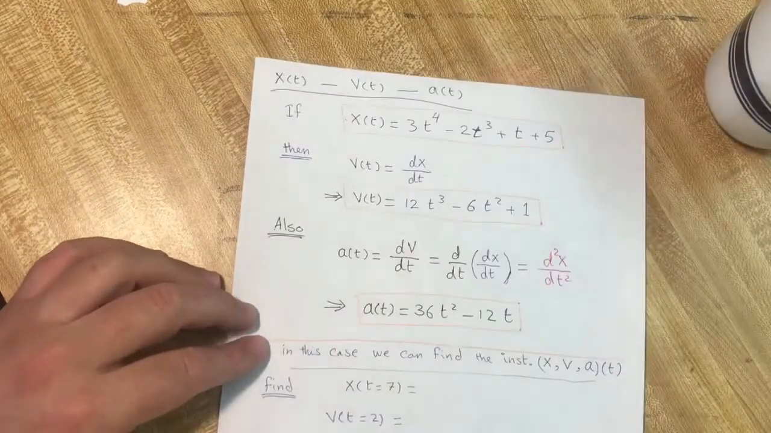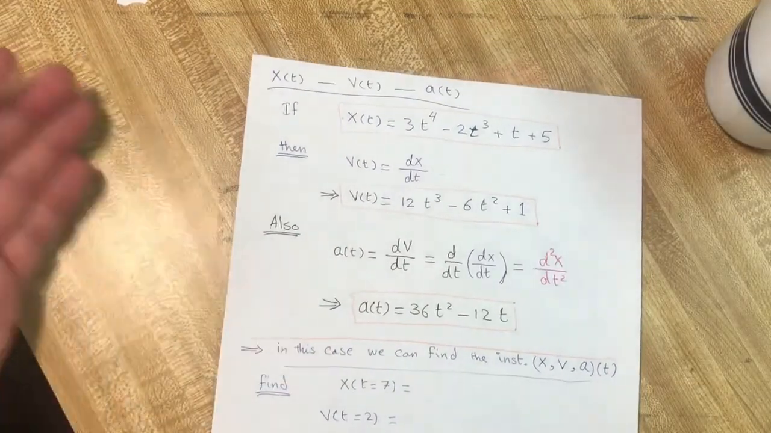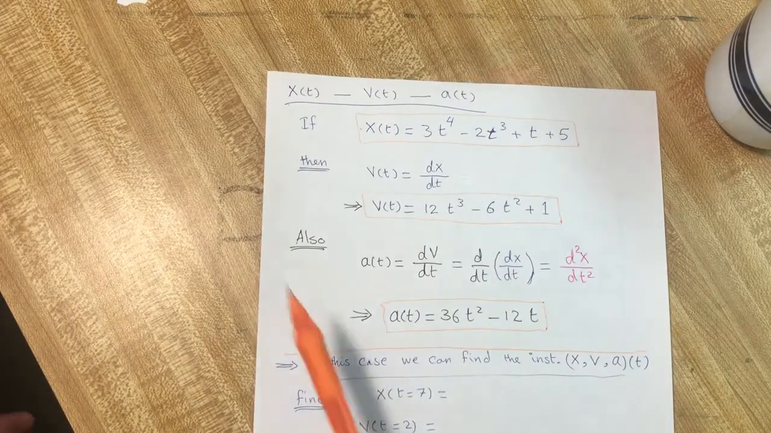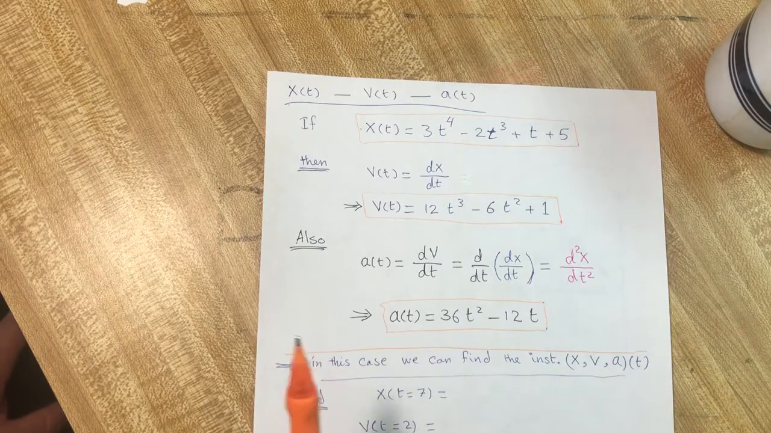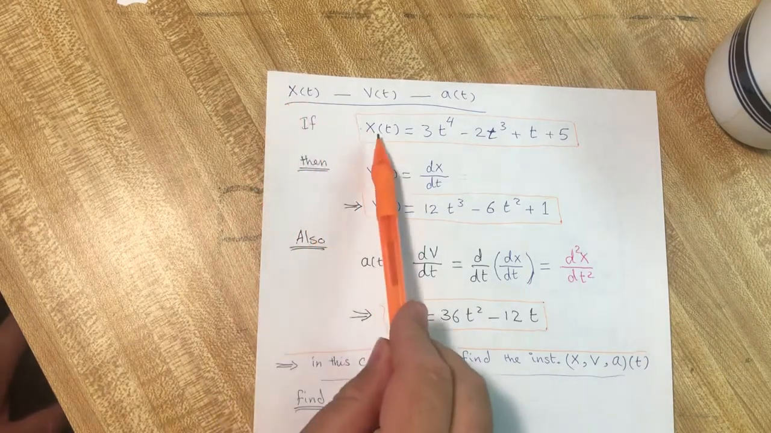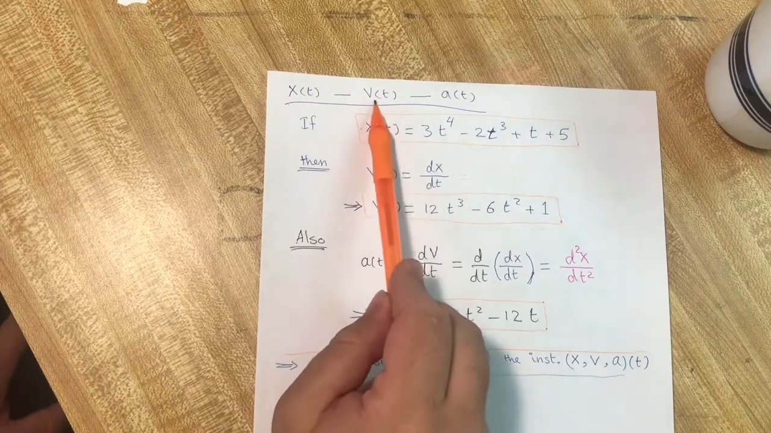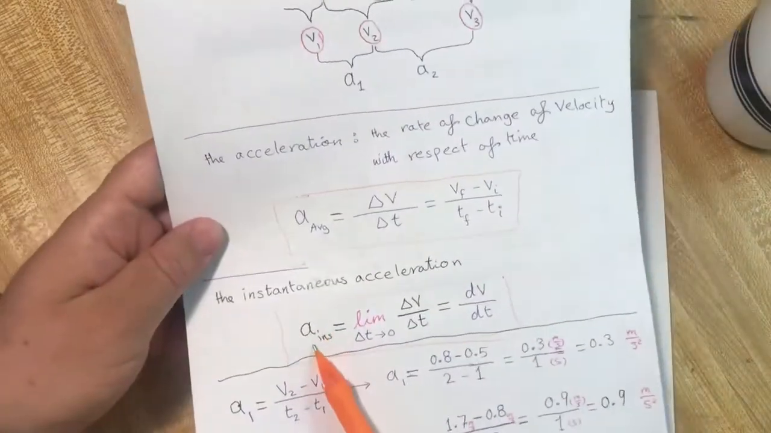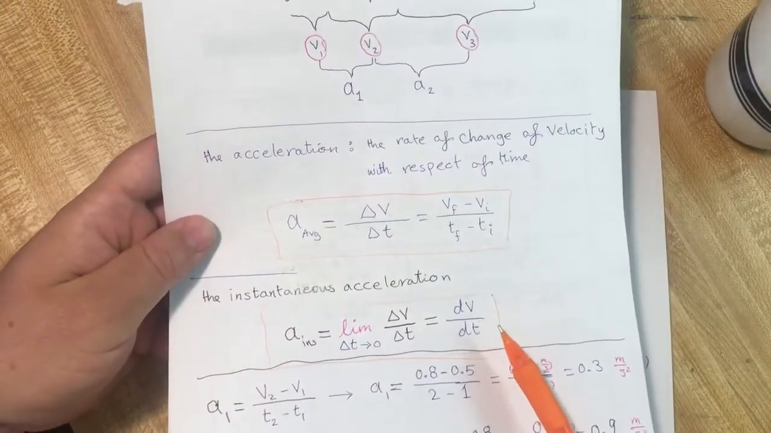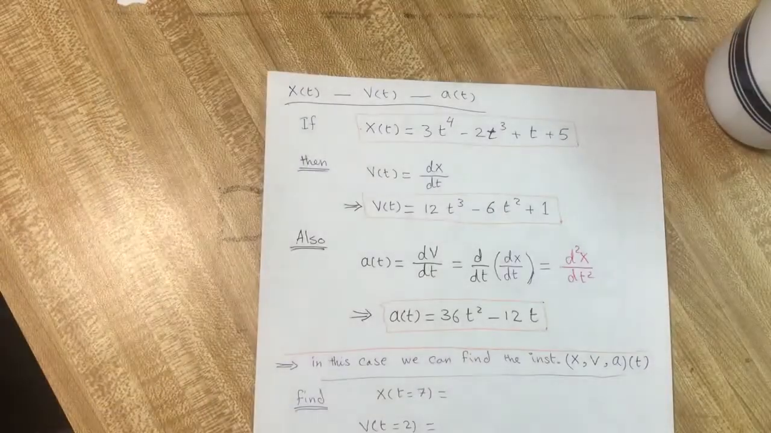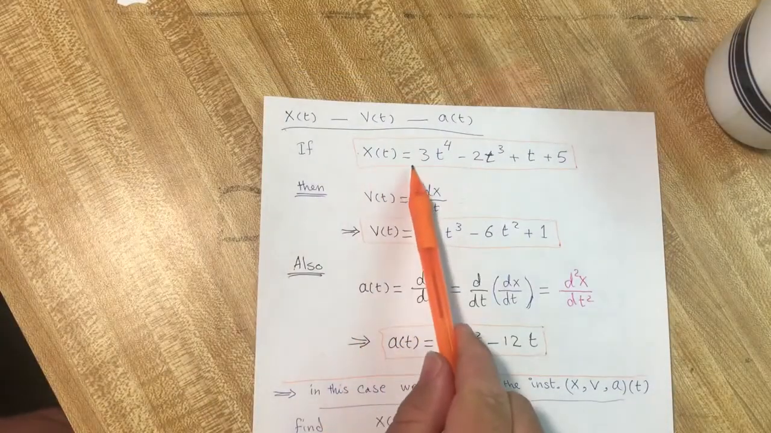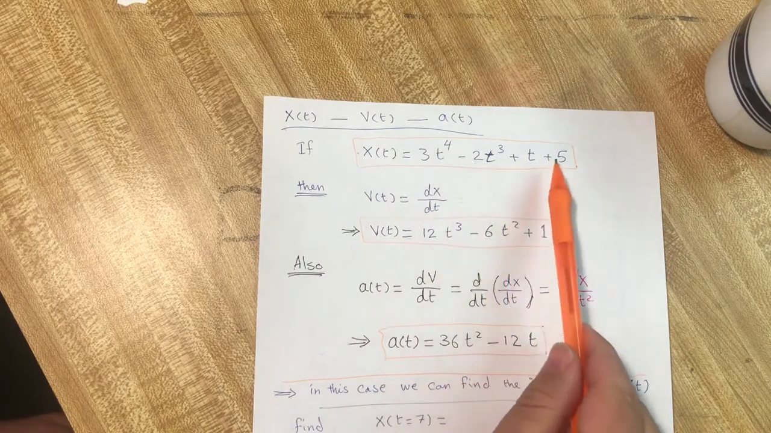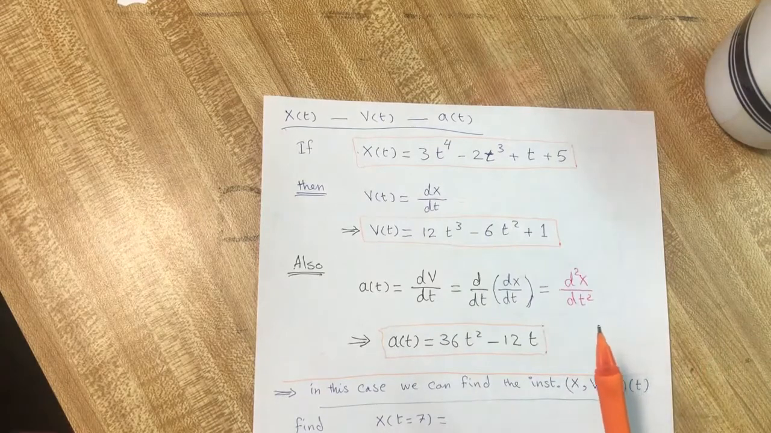What about the instantaneous acceleration? It is the same as instantaneous velocity. It will be easy. We know from before that we may have x as a function of t. Then we can find v of t. Then we can find a of t, because a is the derivative of v with respect to t. If we have a function of t, which is x equal to 3t to the 4 minus 2t cubed plus t plus 5, it's an arbitrary function.